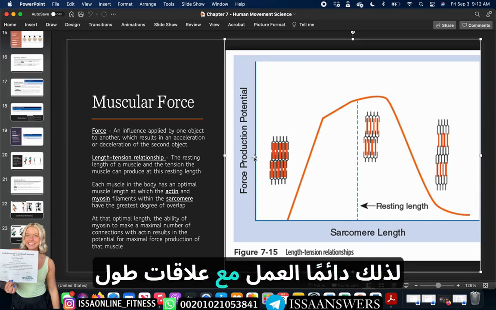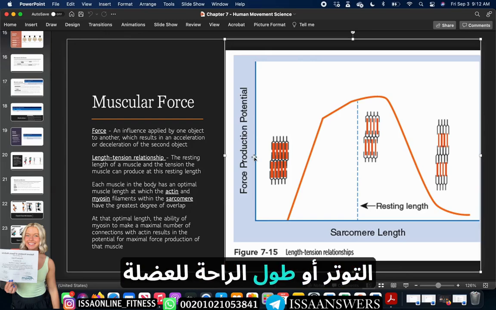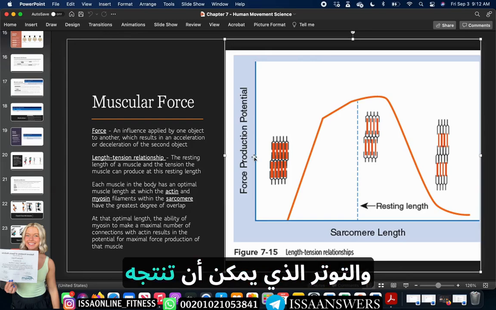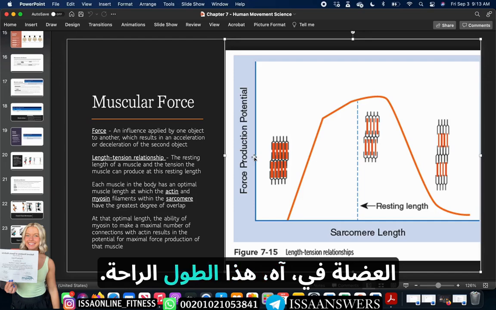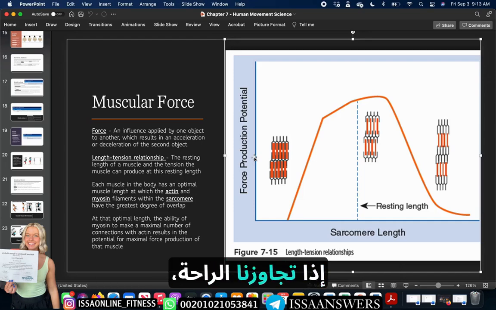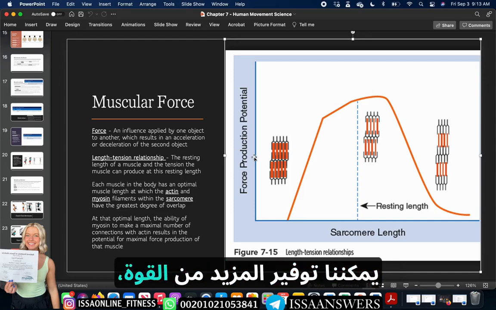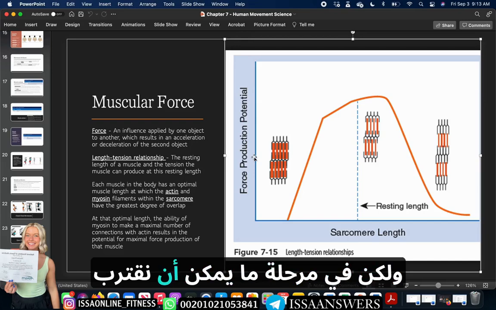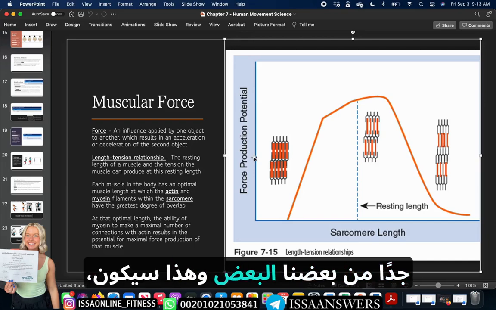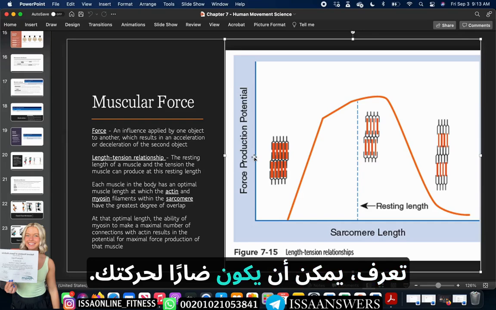So always working with length-tension relationships, or the resting length of a muscle and the tension the muscle can produce at this resting length. So again, if we go beyond resting, we could provide more force, but at some point we can get too close together, and that could be detrimental to your movement.